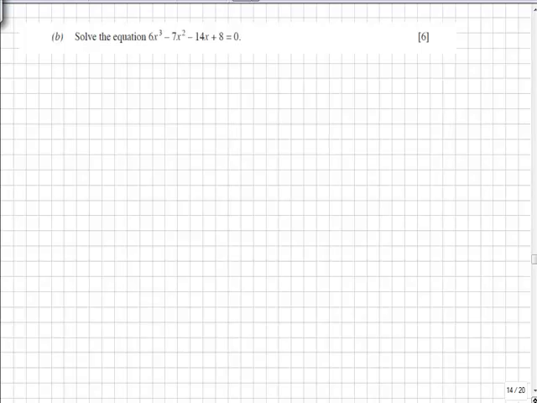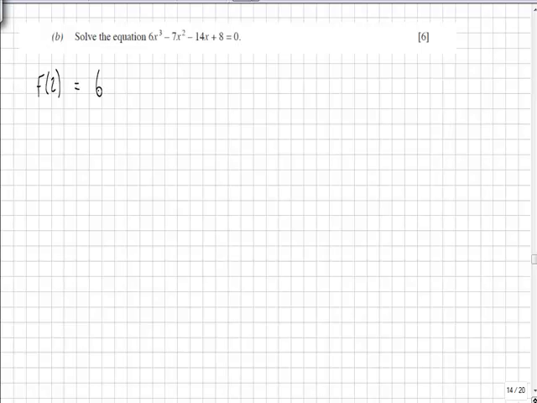In part B, we're asked to solve the equation given. In the first instance, we would need to find a factor by subbing in either 1 or -1, but by inspection, you could probably see that 1 and -1 wouldn't give you a value of 0. So I'm going to start by subbing in 2 as a potential divisor that will give us 0.